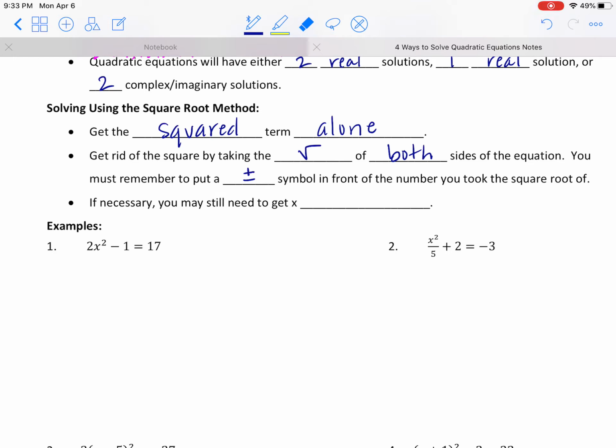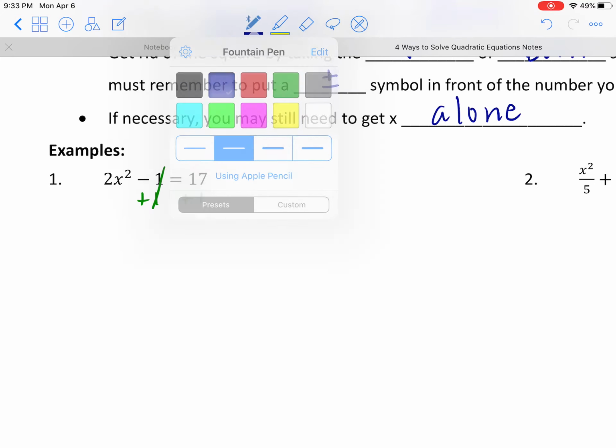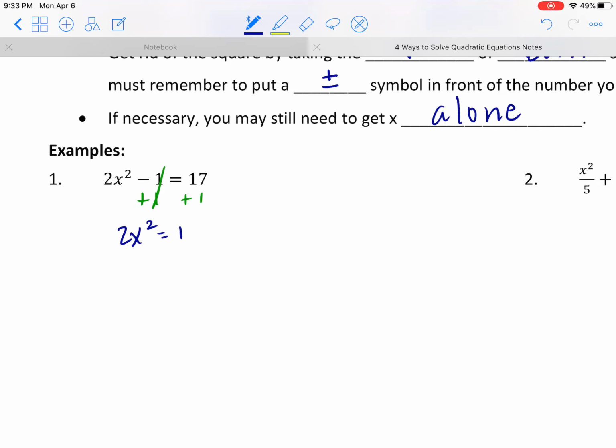So we have to remember the plus or minus. And remember, we're looking for two possible solutions, right? So we can't forget that plus or minus. Now, sometimes you're going to be done at that step. Sometimes it'll still be necessary to get x by itself. And I'll show you some of those in a minute, okay?